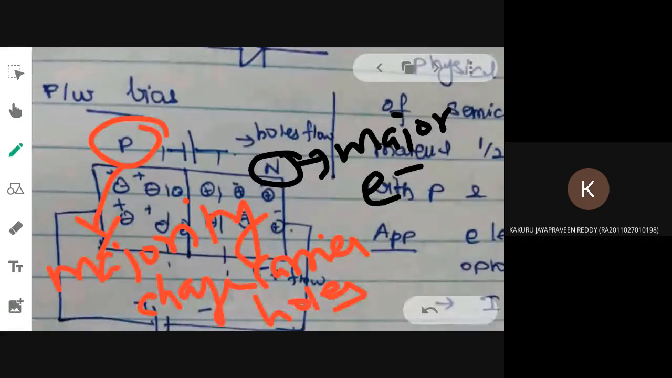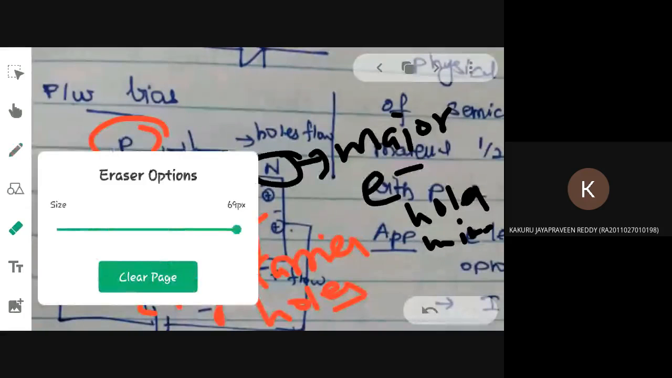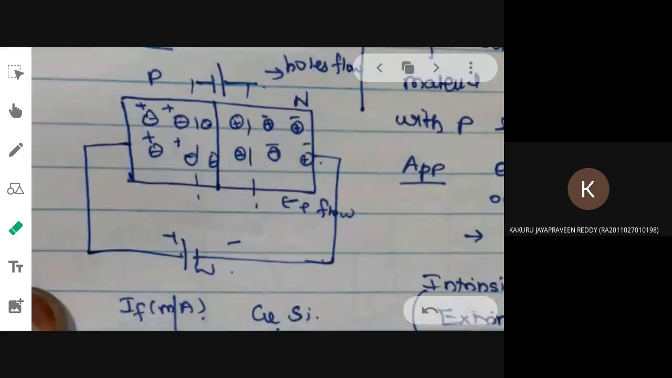So for p-type, what are the majority charge carriers? Holes. For n-type? Electrons. The minority charge carriers for p-type are electrons, and for n-type the holes are minor. Okay, you remember. With that only you can understand the biasing property and all.